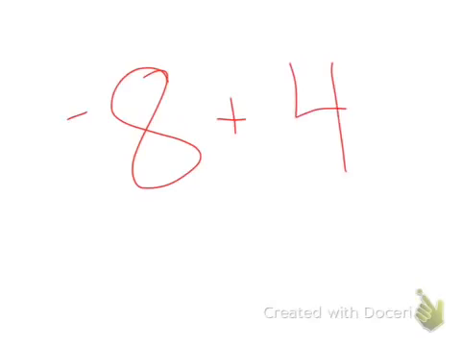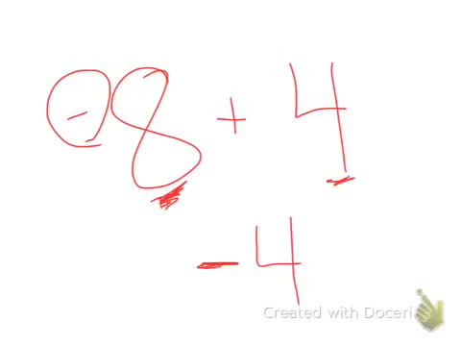Here's the trick. Look at the digit that is larger. Is 8 or 4 larger? 8 is larger. What is the sign of the 8? It's negative, so we're going to take that sign. Then we're going to find the difference between 8 and 4. And so all we're going to do is 8 minus 4, and that's going to give us negative 4.